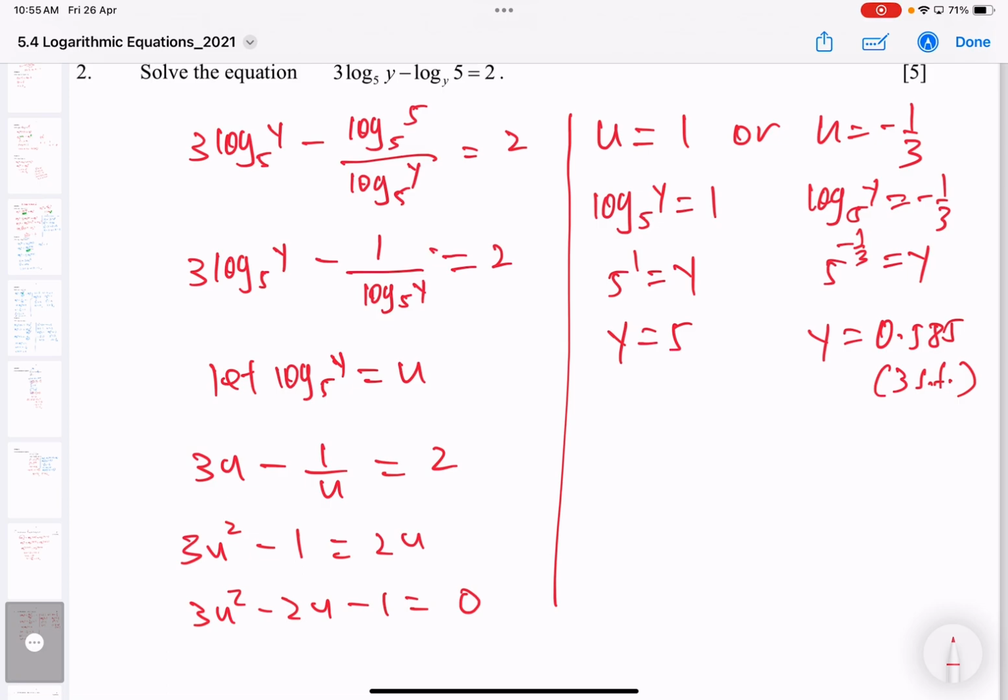I can tell you, every single question in this paper is all the same. There's no new question. Practically, we have finished this topic already. Every question in this paper is all the same.